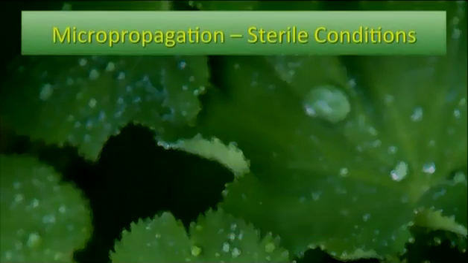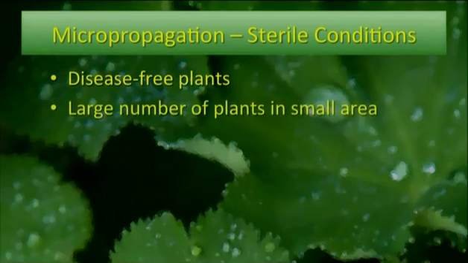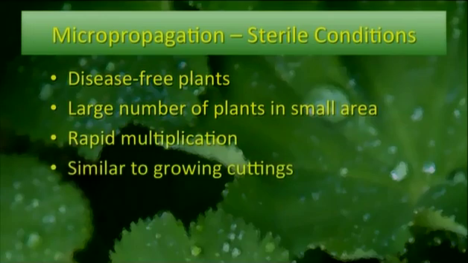Now another topic: we have micropropagation for sterile conditions, which can result in disease-free plants. Micropropagation or tissue culture occurs under sterile conditions for disease-free plants. You can grow a large number of plants in a very small area, like just one room. You can have thousands of plants. You can have rapid multiplication. It's similar to growing cuttings. It's just another form of asexual reproduction.